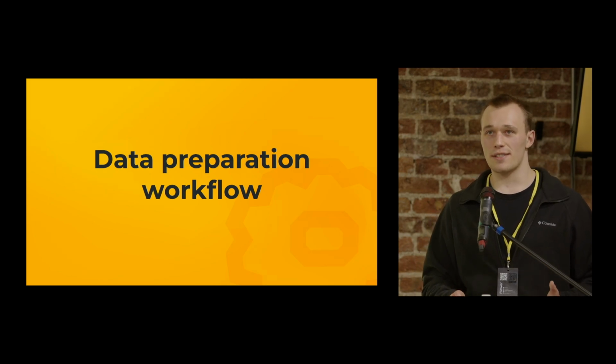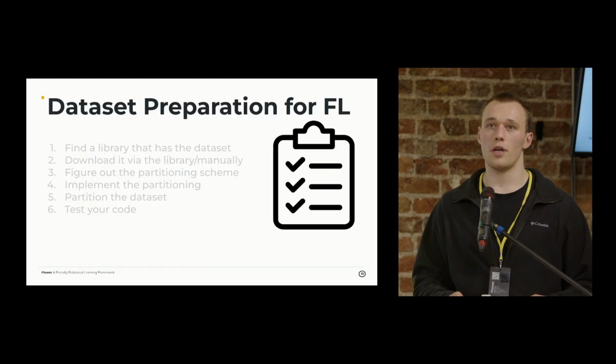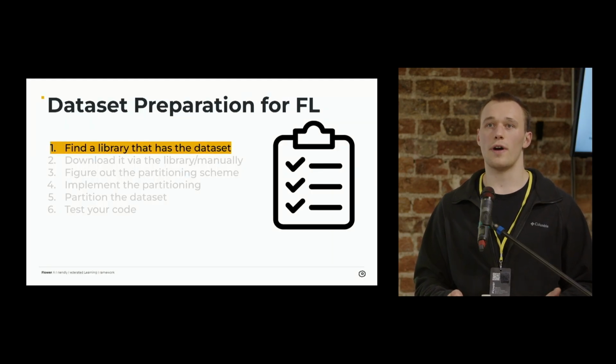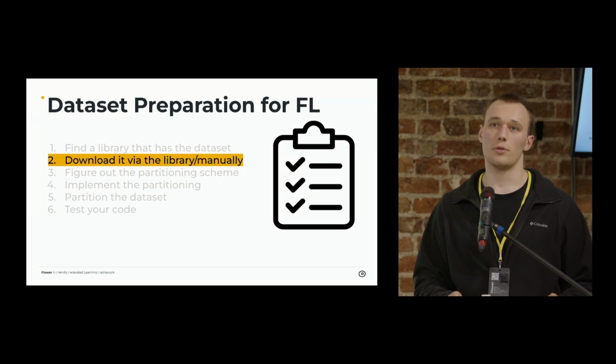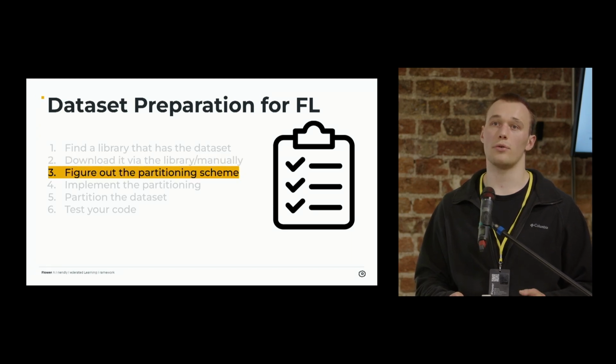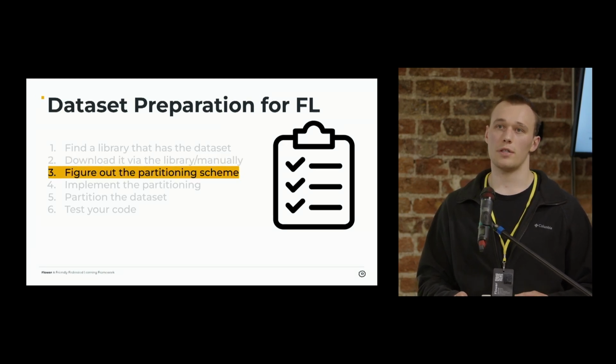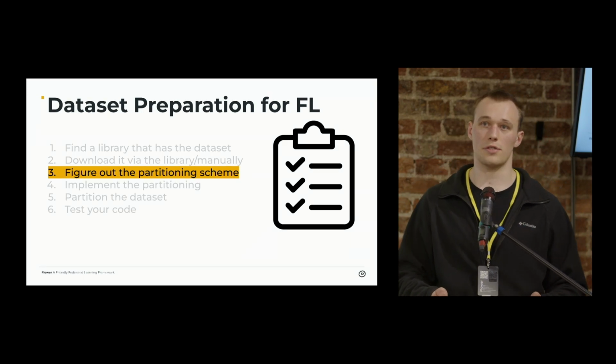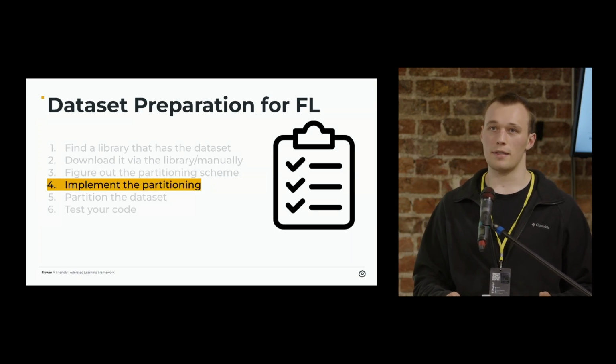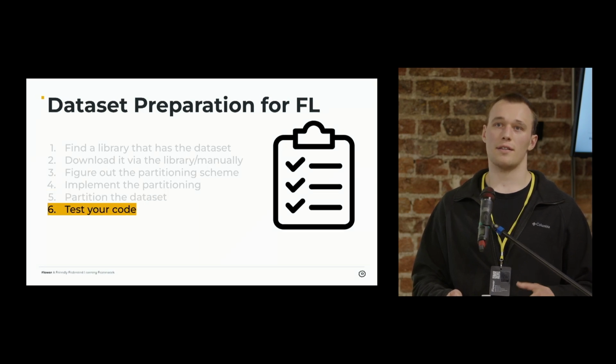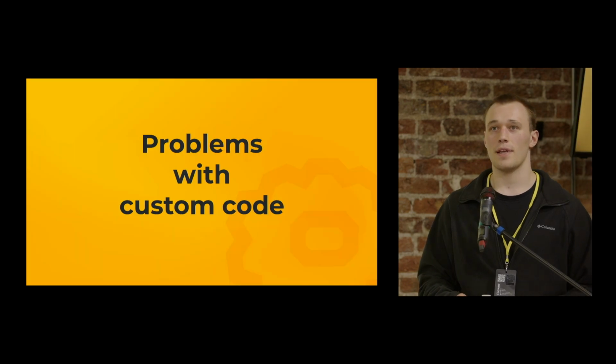To better understand it, we might have a look at the data preparation workflow. So you would find the library that has the dataset in a centralized way. You'll download it via the library, or if you didn't find the library, maybe you need to have a manual download, figure out the partitioning scheme by going through the papers and trying to figure out the details yourself, implement it, partition the dataset, and then if you're lucky, you'll also have some time for testing.